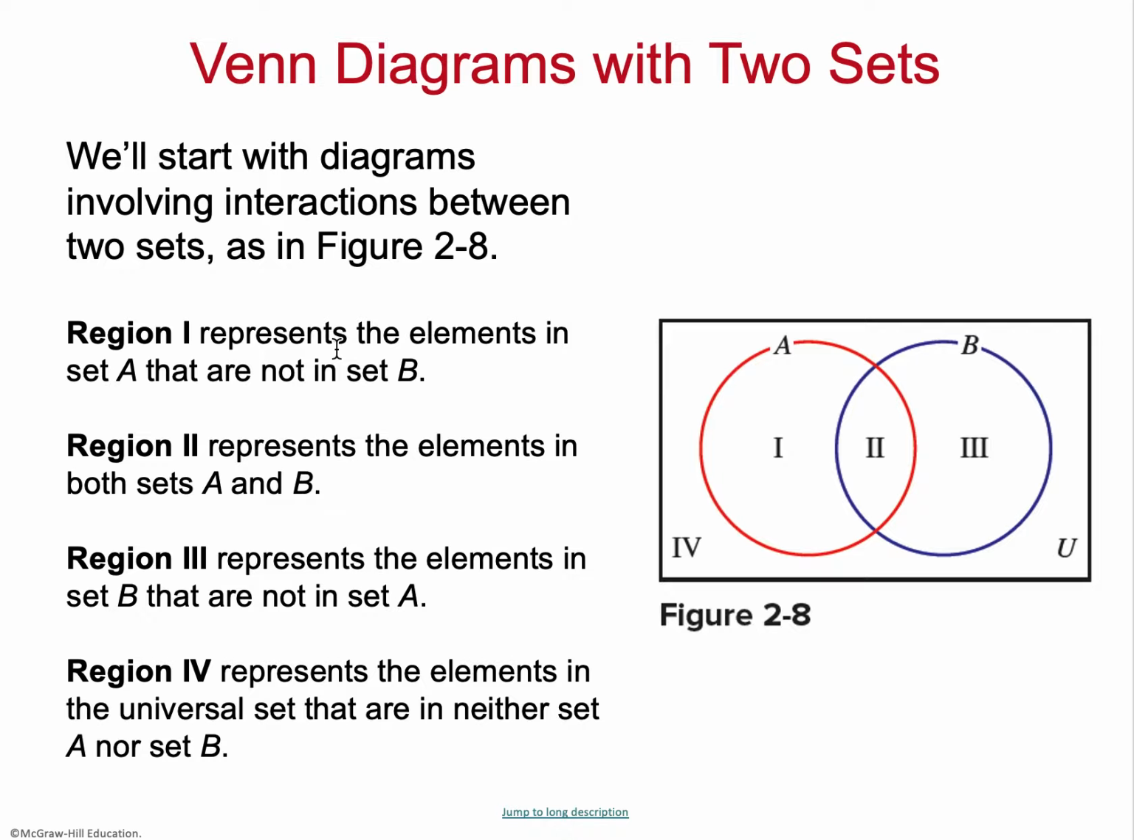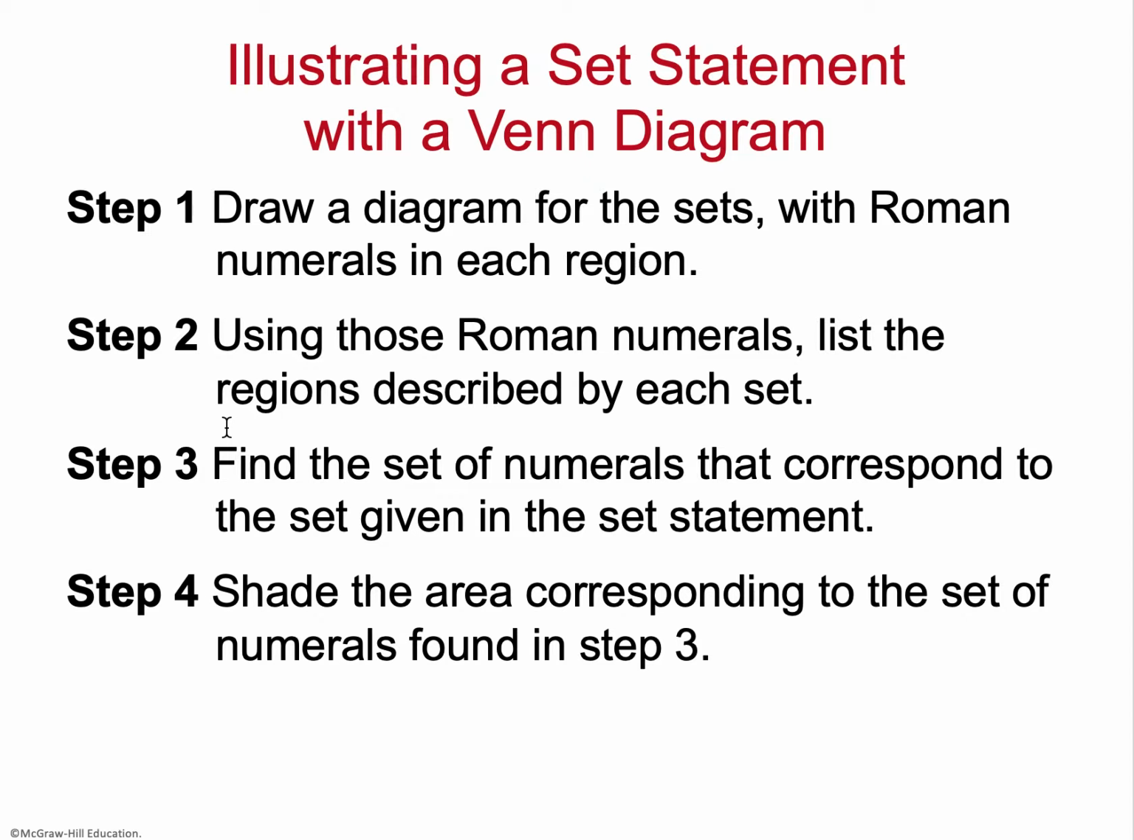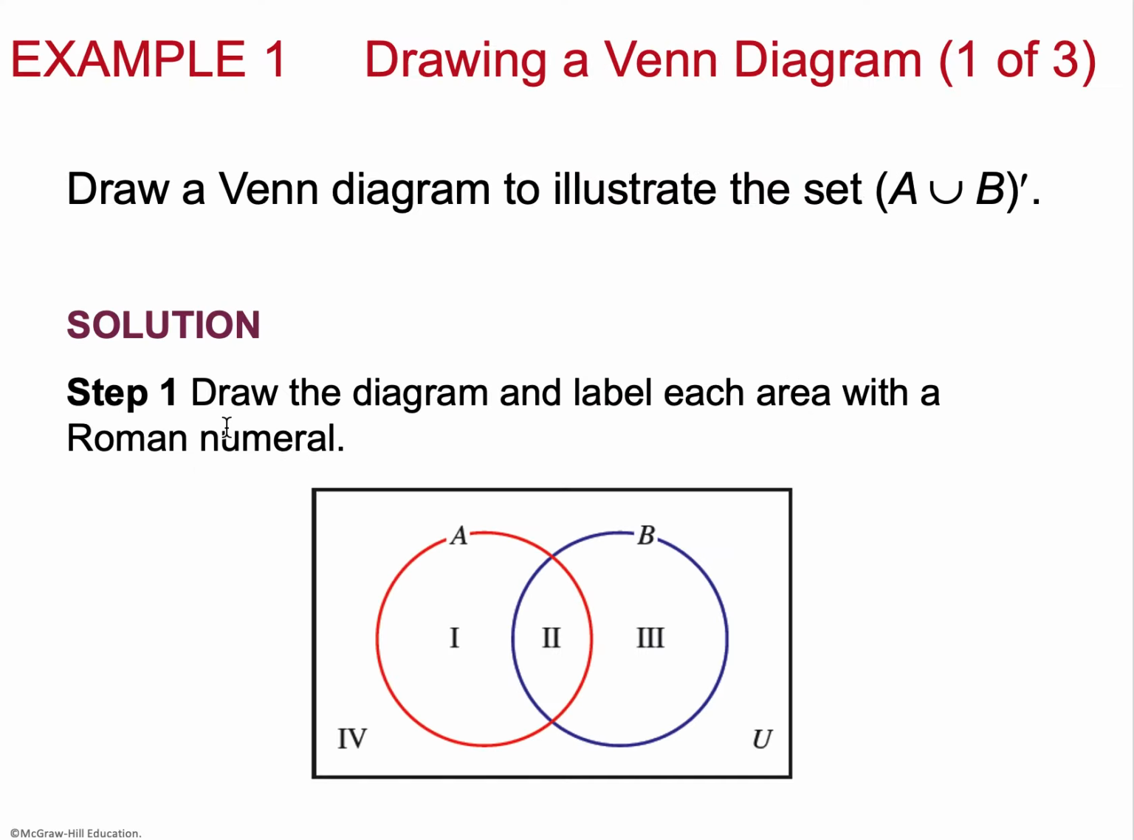And then anything in the rectangle that's not inside the circles would be pieces of the universal set that are not found there. So if I want to illustrate a set for a Venn diagram, I want to draw a diagram for the sets with the Roman numerals in each region. Then I'm going to use those Roman numerals to list the regions described by the set. Then I'm going to find the set of numbers that correspond to it and shade the area.